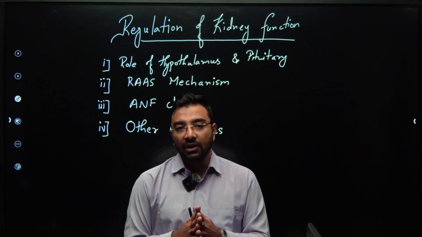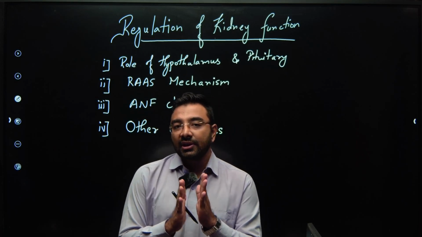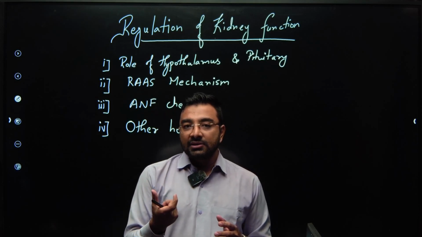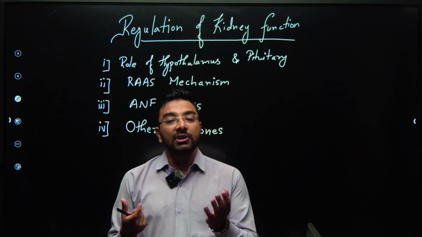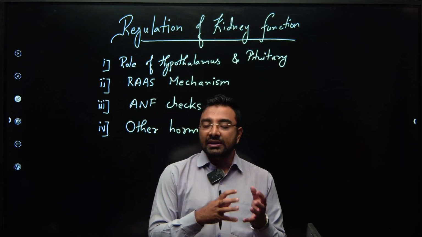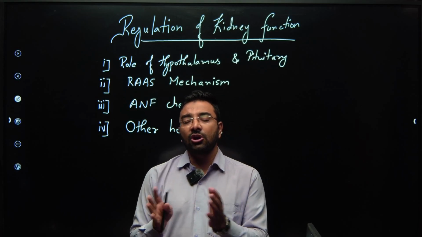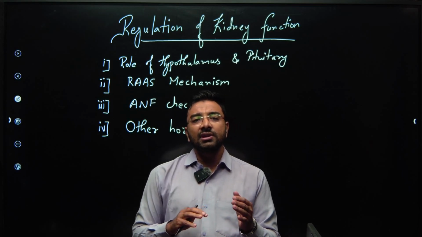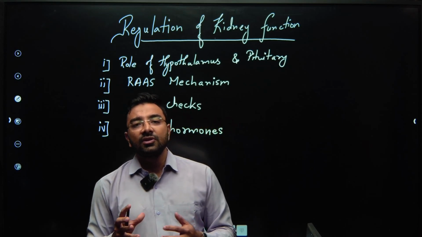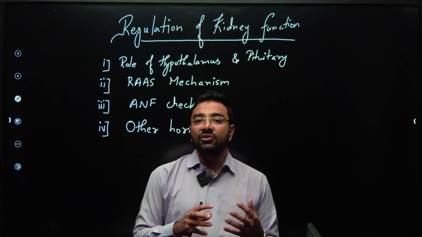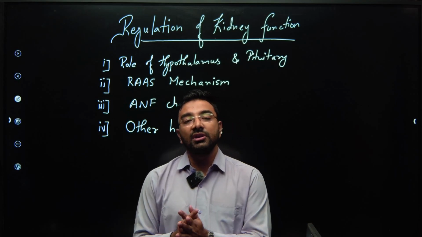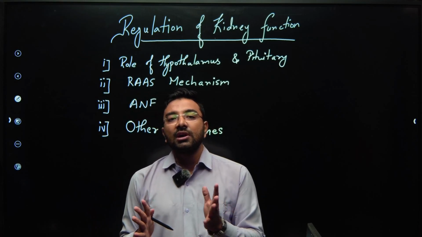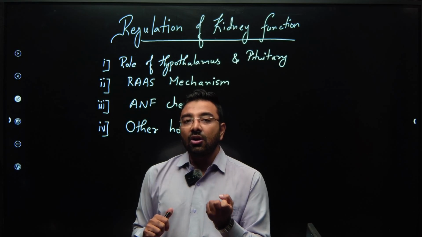functioning properly. A few of the mechanisms which regulate the functioning of kidneys are the ADH mechanism, which is regulated through the axis of hypothalamus and pituitary. Next is the RAS mechanism, which is the short form of renin-angiotensin-aldosterone mechanism. Third one is ANF, atrial natriuretic factor, which helps in checking all these other mechanisms which are involved in kidney regulation. So let us begin by understanding how these mechanisms revolve around the functioning of the kidney.